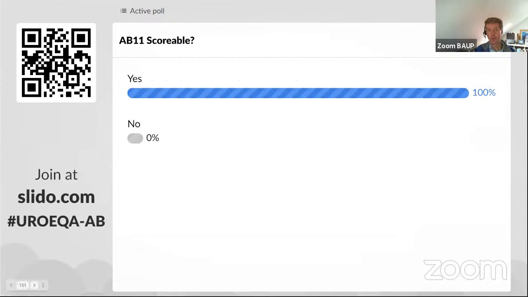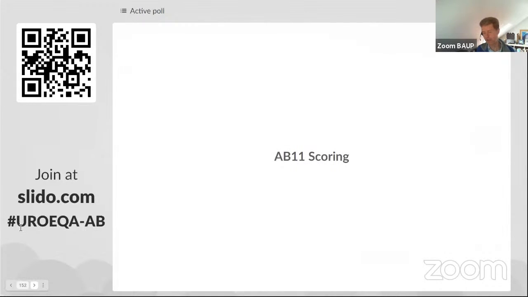Right, I think we've probably got enough people voting. Yes, everyone thinks we can score this. Don't forget it's going to be half marks, because half marks is full marks, if you see what I mean, because there's a second part to the question.